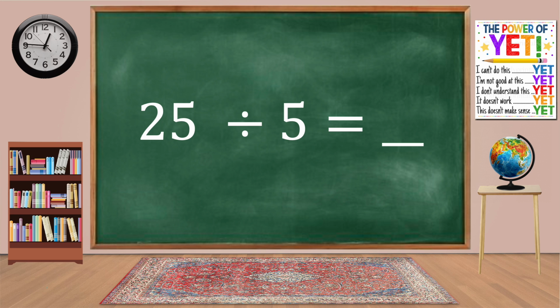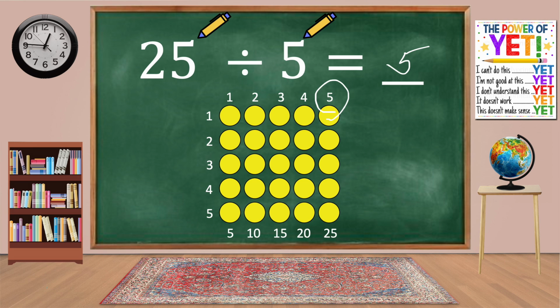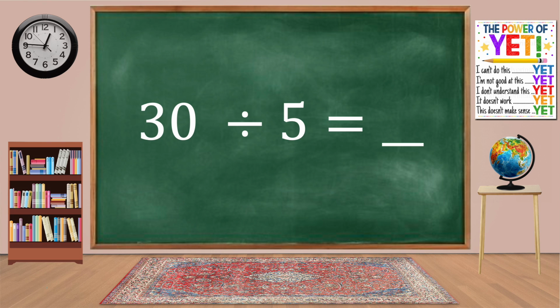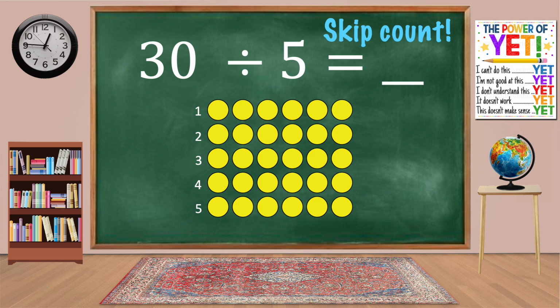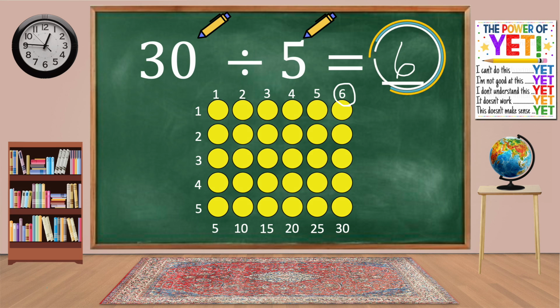25 divided by 5 equals blank. 5 rows. We're skip counting up to 25. 5, 10, 15, 20, 25. We have 5 columns. 25 divided by 5 equals 5. 30 divided by 5 equals blank. 5 rows. We're skip counting up to 30. 5, 10, 15, 20, 25, 30. We have 6 columns. 30 divided by 5 equals 6.